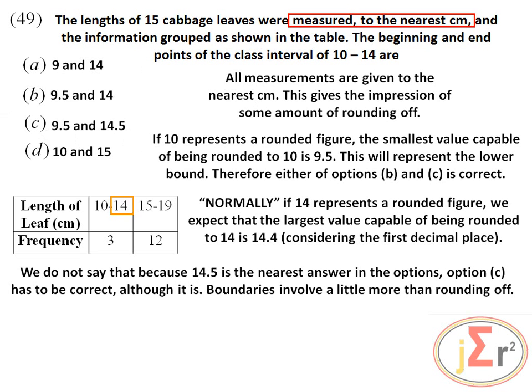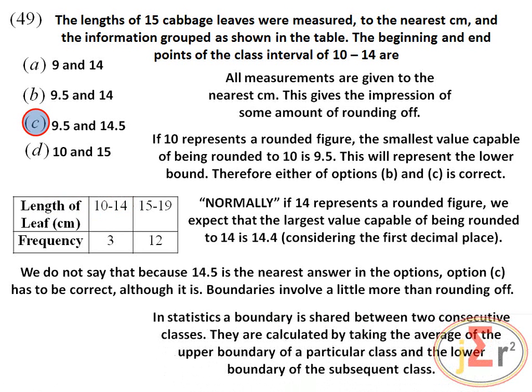Boundaries involve a little more than rounding off. So we are sure that C is correct. But we are saying boundaries represent a little bit more than rounding off. In statistics, a boundary is shared between two consecutive classes. They are calculated by taking the average of the upper boundary of a particular class and the lower boundary of the subsequent class. So the upper boundary of a particular class and the lower boundary of the subsequent class, the average of those two. There we have 14 plus 15 divided by 2, and the result is 14.5.